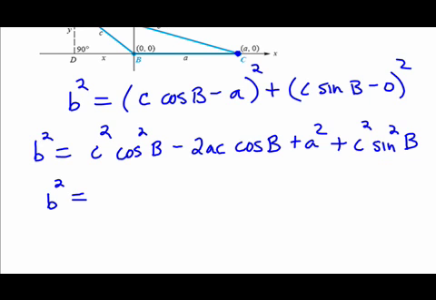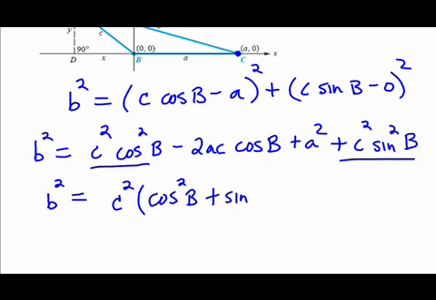Well, you and I are going to group or reorganize the terms so that these are next to each other. Manipulate your terms. And we can factor out a c squared. So that gives us c squared times the quantity cosine squared b plus sine squared b, minus 2ac cosine b plus a squared.